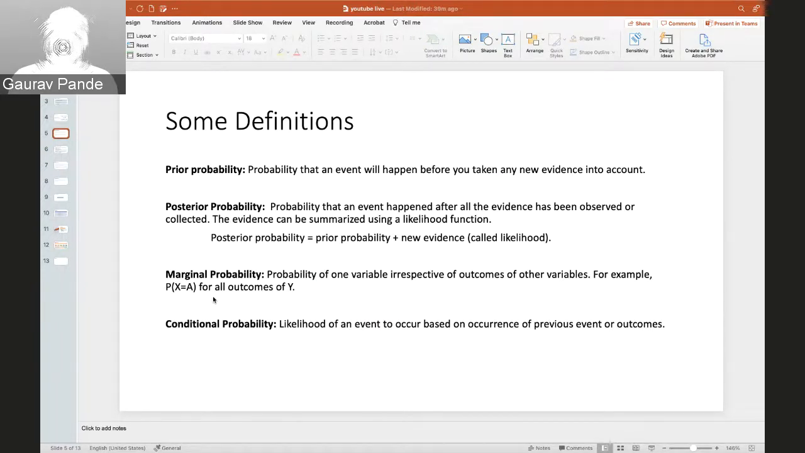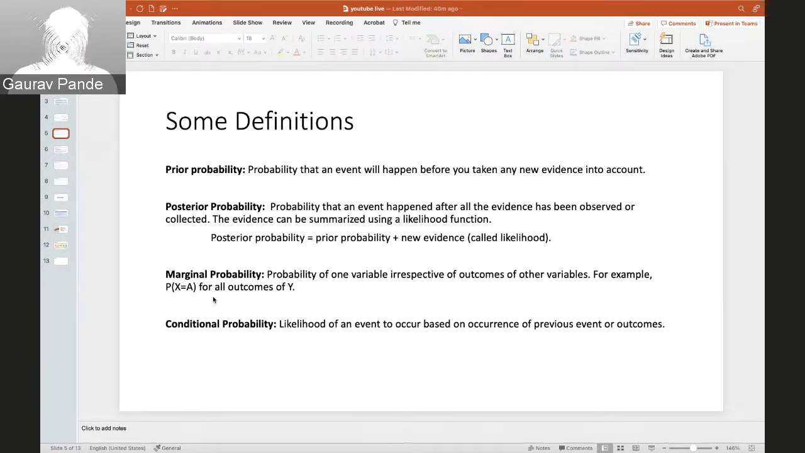The posterior probability is the probability of an event that has happened after all the evidence has been observed or collected. So in the previous case, it basically means the probability that an alarm has rung given the burglary has happened or given an earthquake has happened. So these are the evidences that you have. If I have to combine both prior and posterior, the posterior probability is basically a prior probability plus your new evidence, which is also known as the likelihood function.